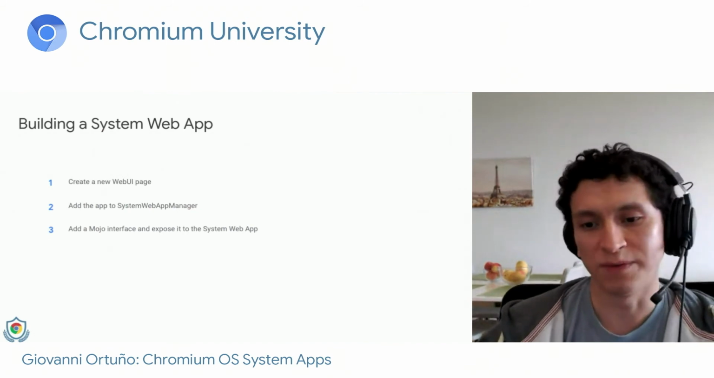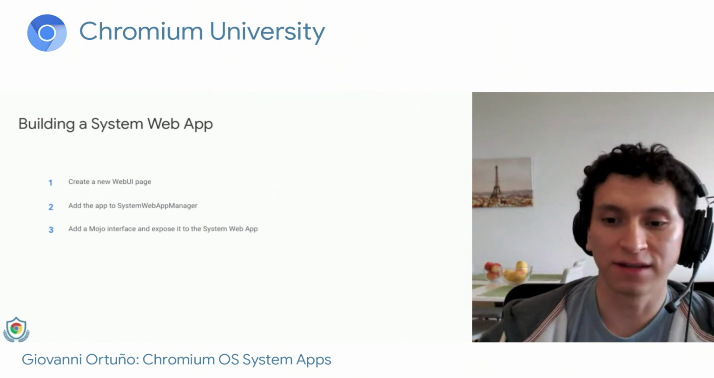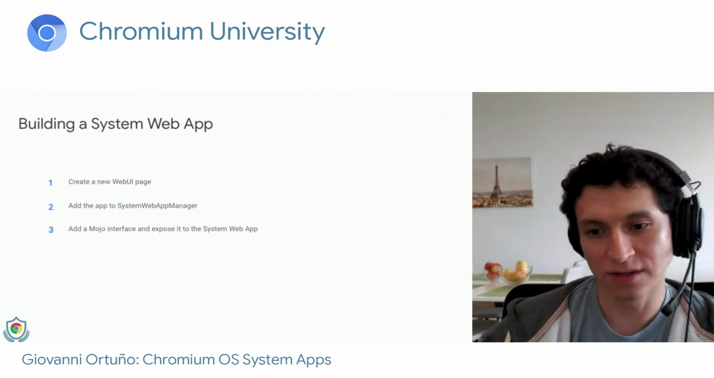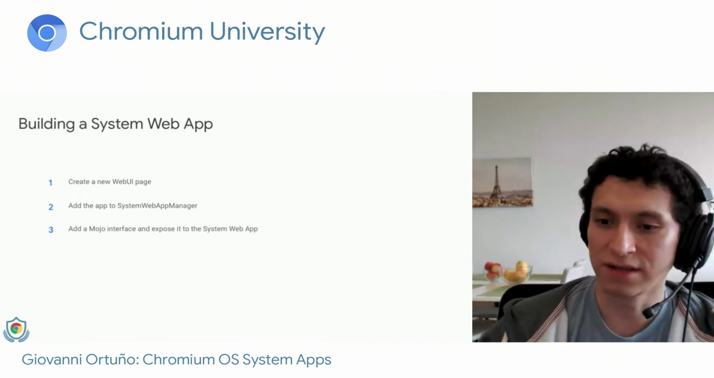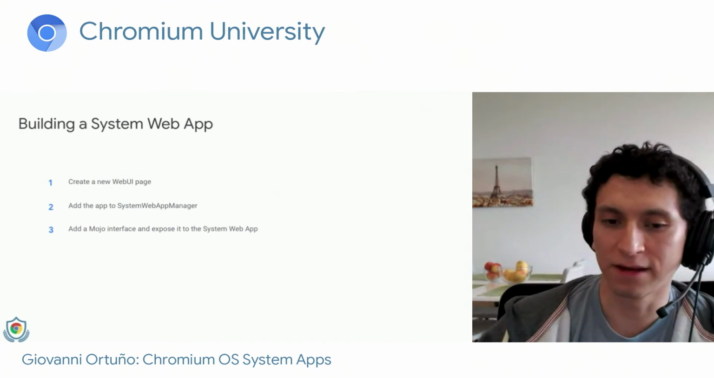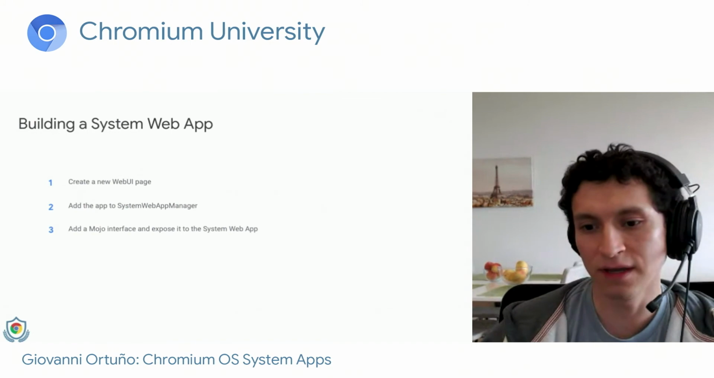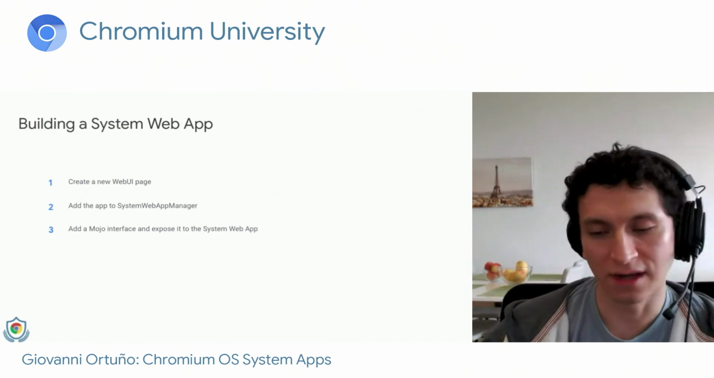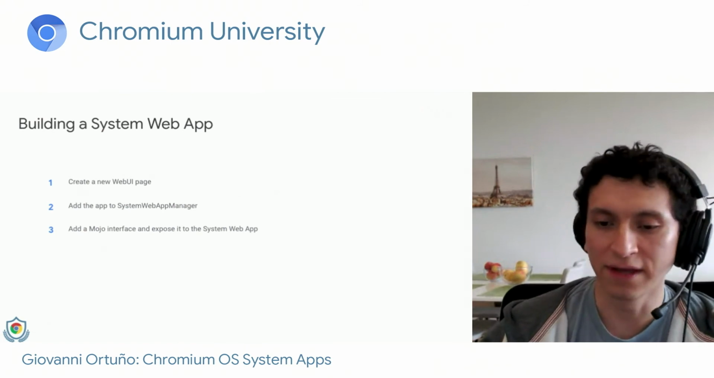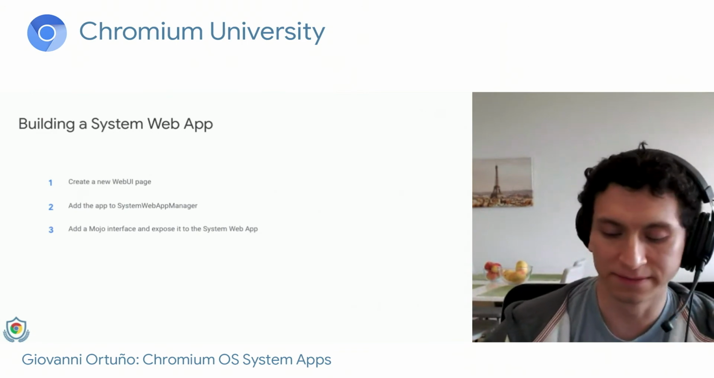The first one is to create a web UI page, just like a regular Chrome URL that has some UI. Then you have to add the app or the page to the System Web App Manager. System Web App Manager is this class inside Chrome OS that just installs the apps. Just like a user goes to a web page and installs the PWA, the System Web App Manager does exactly the same. It navigates to the URL, installs the app. And lastly, you create a mojo interface, you implement it, and expose it to the system web app.